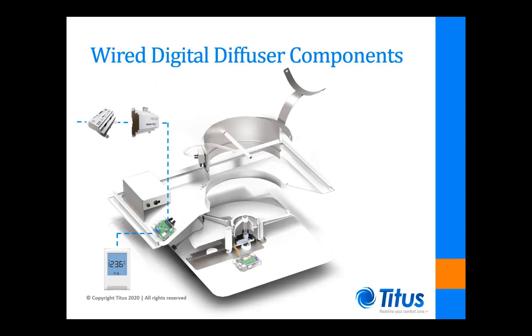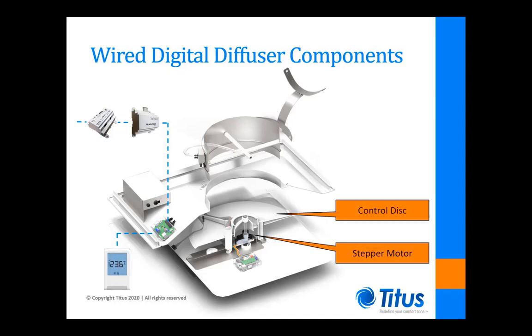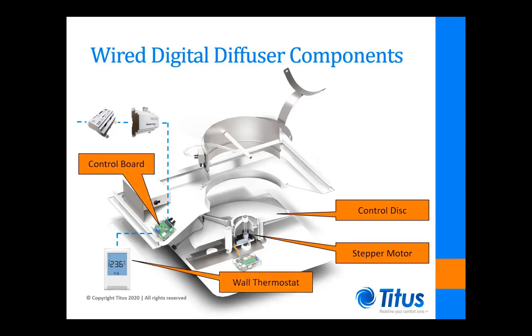This slide shows an exploded view of a wired digital diffuser showing the control disc, the stepper motor, the control board, and the wall-mounted stat. What separates this system from the other diffusers discussed is the master communication module, which is the gateway to the building management system. This expands the features way beyond that of basic VAV diffusers.